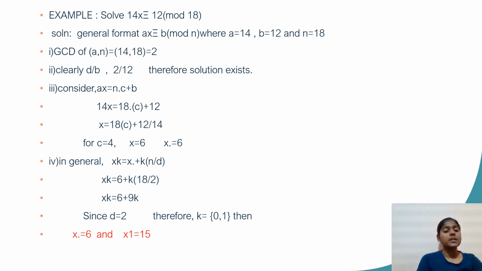By inspection method, for c equals 4, x equals 6, where x can be denoted as x naught equals 6. In general, xk equals x naught plus k into n by d. So xk equals 6 plus k into 18 by 2. The n value is 18 and d value is 2, where xk equals 6 plus 9k. Since d equals 2, k equals 0 and 1. Then x0 equals 6 and x1 equals 15.